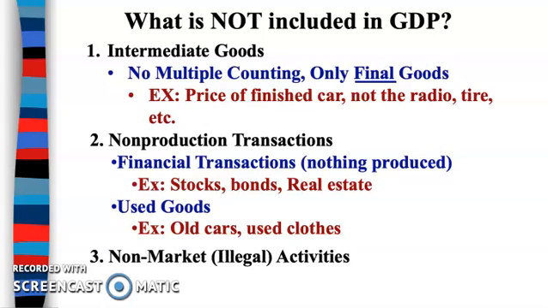Finally, non-market or illegal activities don't get counted towards GDP, although some economists argue that they should be. This could be, for instance, illegal drugs, or really unpaid work of any type. All of these things are not counted towards GDP.